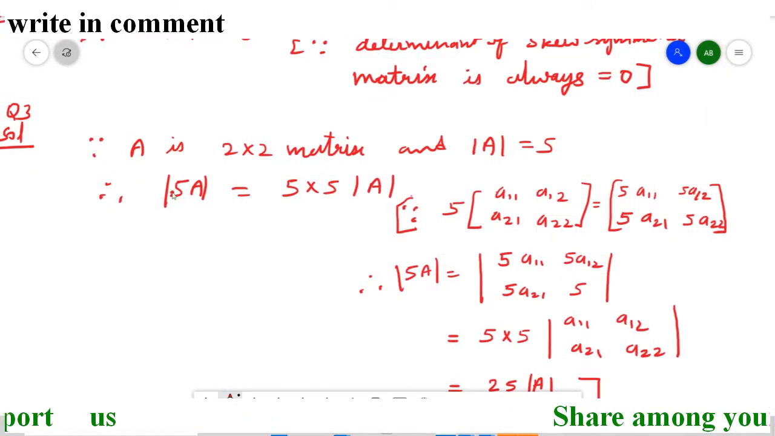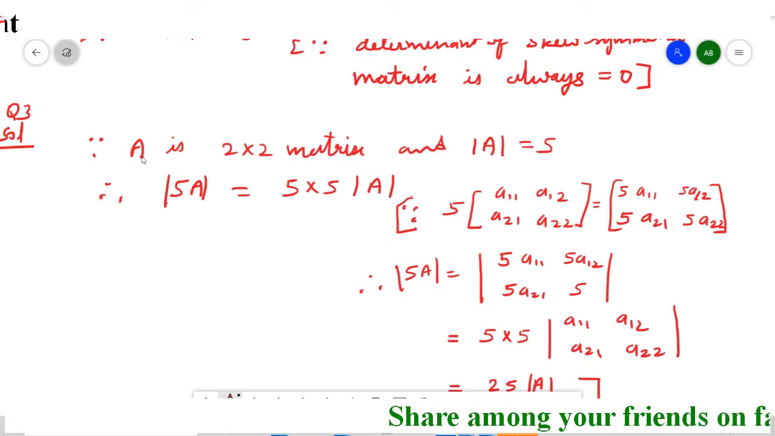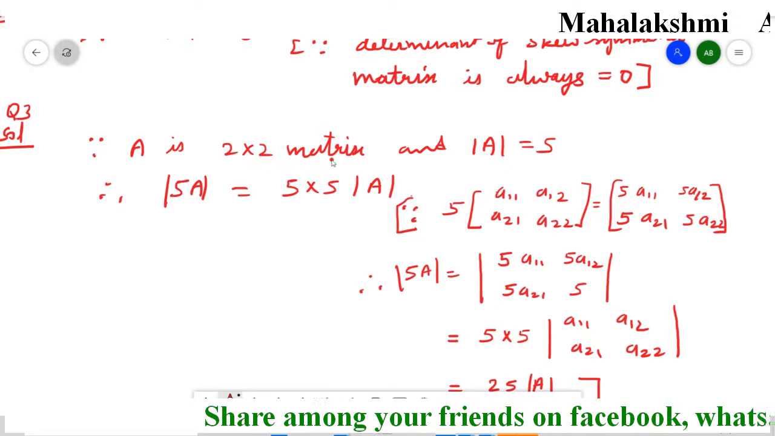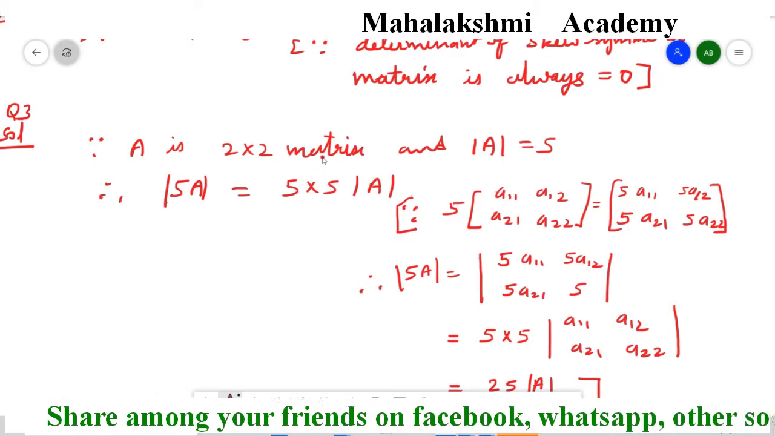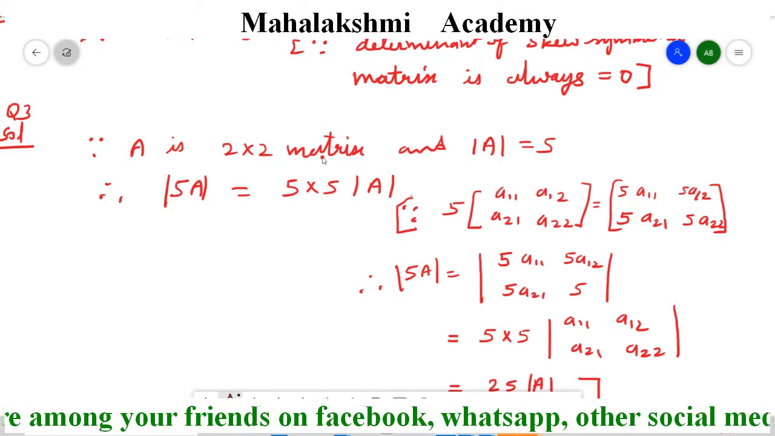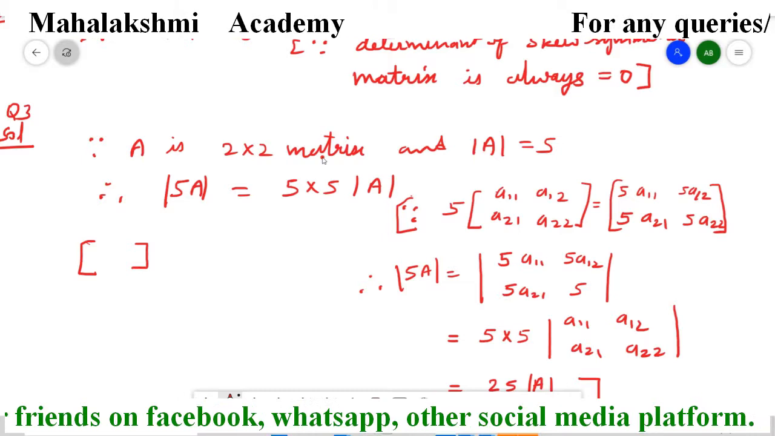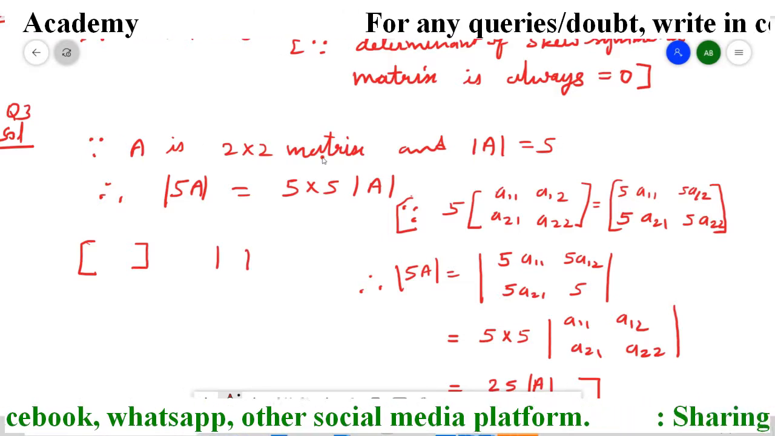So here 5 is in the product of the matrix. So what is A here? A is a matrix, not the determinant. I hope you know the difference between the matrix and the determinant. This symbol means matrix and this symbol means determinant. Now how do they differ? They differ by the product.